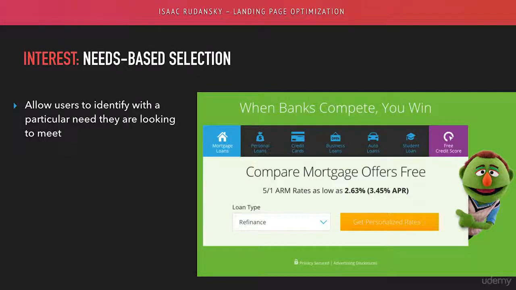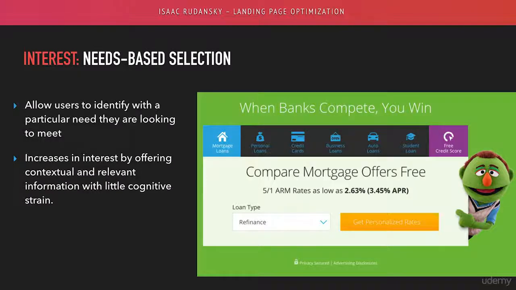The needs-based selection method allows users to identify with a particular need that they're looking to meet, or a specific question that they want answered. And the way you display your product information is ultimately going to try to be aligned with the different potential needs of your visitors. Not all your visitors will have the same needs. Not all your visitors will have the same questions that they're looking to have answered.